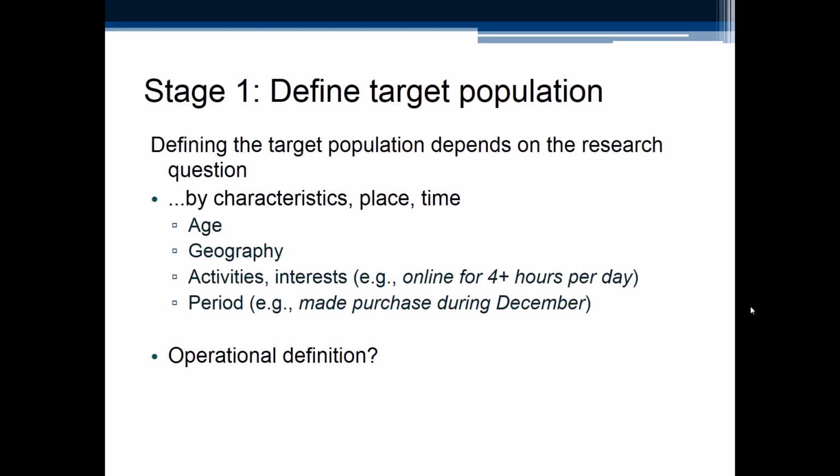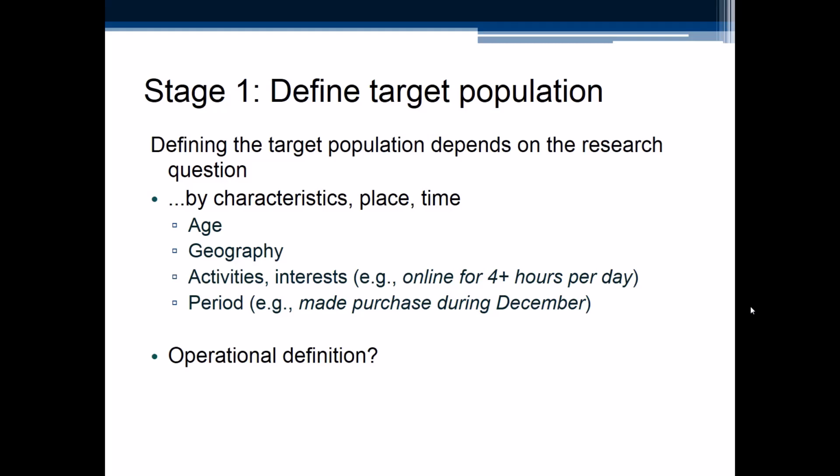So stage one of sampling is always to define your target population, and this is to give very clear, precise descriptions of who our research is targeting or who our research is focusing on, and where we're drawing our people from or where we're drawing our samples from.